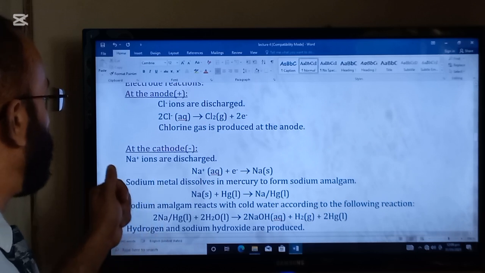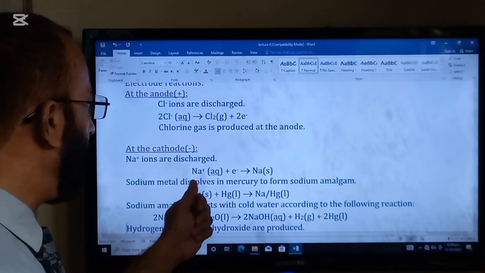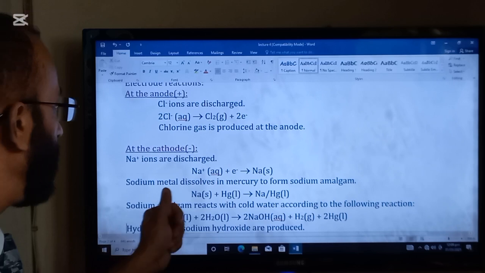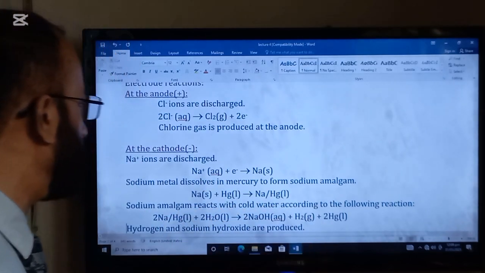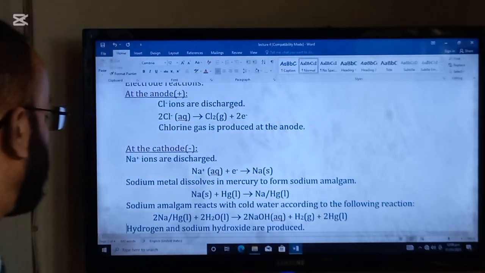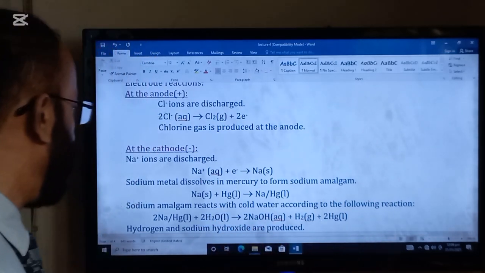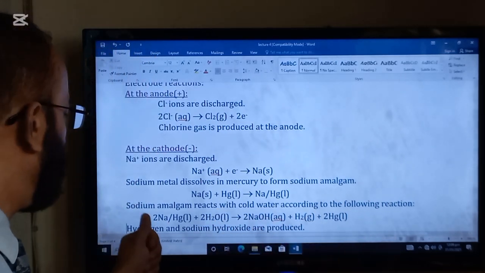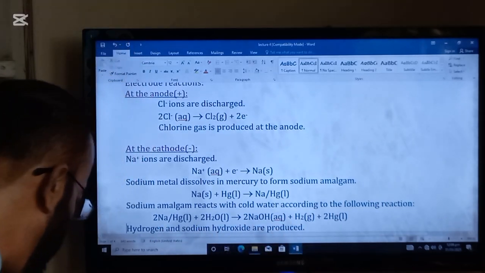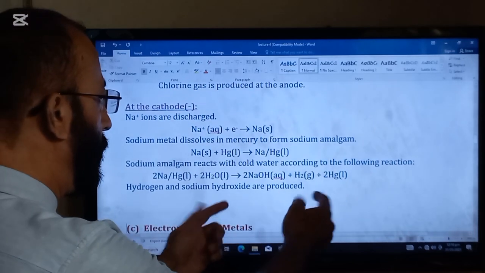At the cathode, sodium ions are discharged and the reaction is Na+ plus 1 electron forms Na. Sodium metal dissolves in mercury to form sodium amalgam, that is, sodium plus mercury forms sodium amalgam. Sodium amalgam reacts with cold water according to the following reaction. Sodium amalgam with cold water forms NaOH plus H2 plus Hg. Hydrogen and sodium hydroxide are produced.